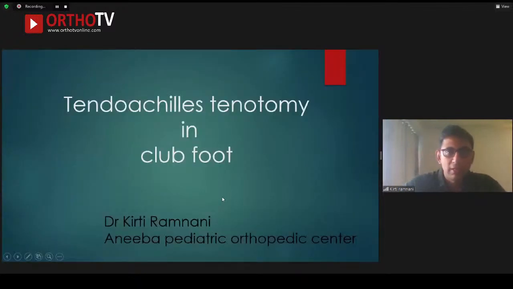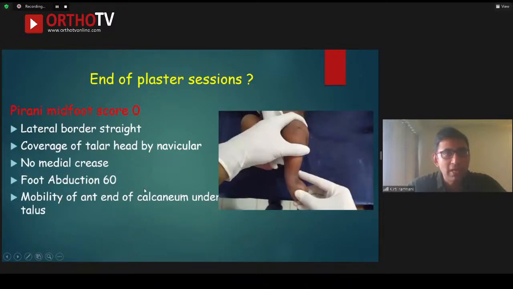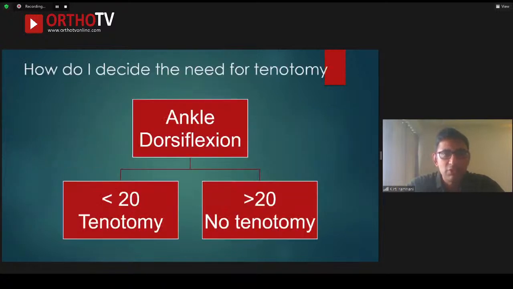So I'll be showing you how to do a tendo-Achilles tenotomy. First, what marks the end of our plaster sessions is a midfoot Pirani score of 0, which basically means coverage of the talar head by the navicular. You achieve a forefoot abduction of 60 degrees. There should be no medial crease, a straight lateral border, and the anterior end of the calcaneum is mobile under the talus. After this, once you examine the child and you have achieved more than 20 degrees of dorsiflexion, you don't need a tenotomy. But if you haven't achieved the end goal, then you go for a tenotomy.